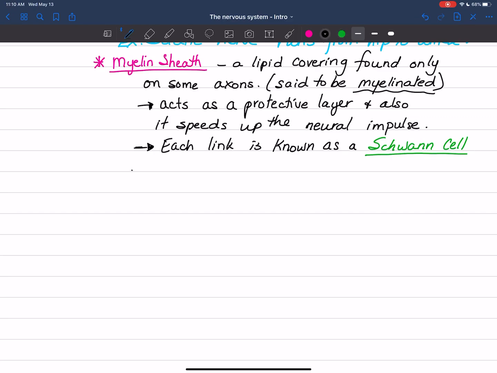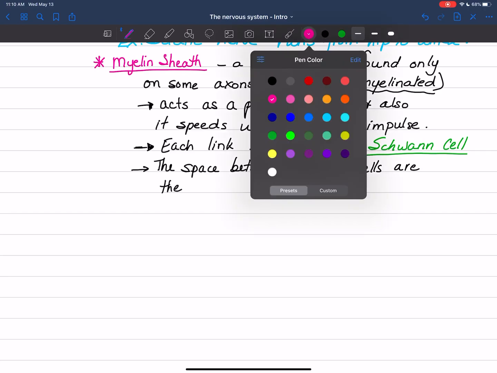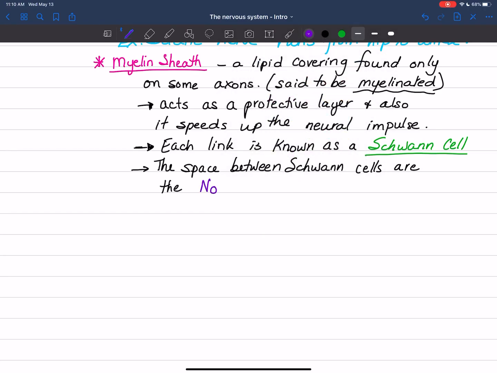Now the space between Schwann cells are known as the nodes of Ranvier. And I should probably capitalize that because it's the person again after the scientist. So those are known as the nodes of Ranvier.